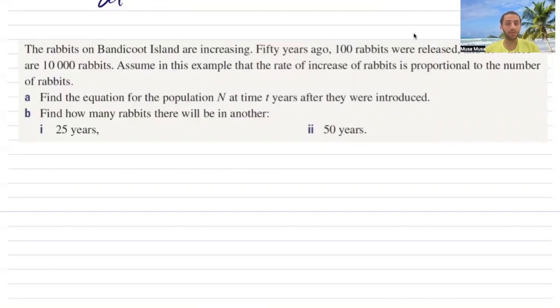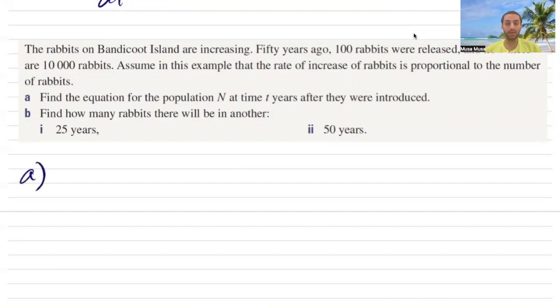The rabbits on Bandicoot Island are increasing. 50 years ago, 100 rabbits were released, and now there are 10,000 rabbits. Assume in this example that the rate of increase of rabbits is proportional to the number of rabbits. Find the equation at time t years after they were introduced, and then part B and C. Nice. So we've got to come up with a formula for part A first.